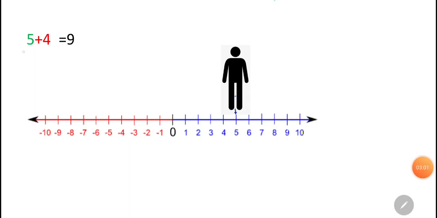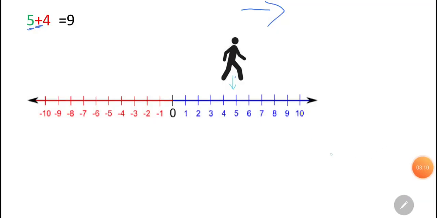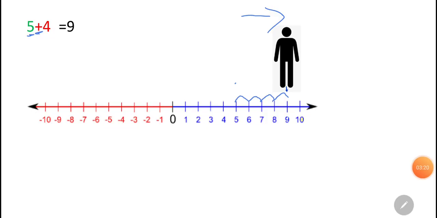As you can see here, the man is standing at 5, and because the operation is plus, he will face the right, like so, and then from there he will take 4 steps. 1, 2, 3, 4, and he'll end up at 9, like so.